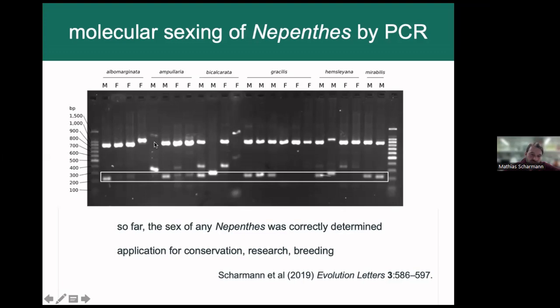The control actually. But then the male had it and the females have something else. In Bicalcarata, similar. In Gracilis, the 3 males have it, the 3 females don't. In Hemsleyana, 2 males have it, 2 females don't. And in Mirabilis, I had only 2 males, but they both had it.